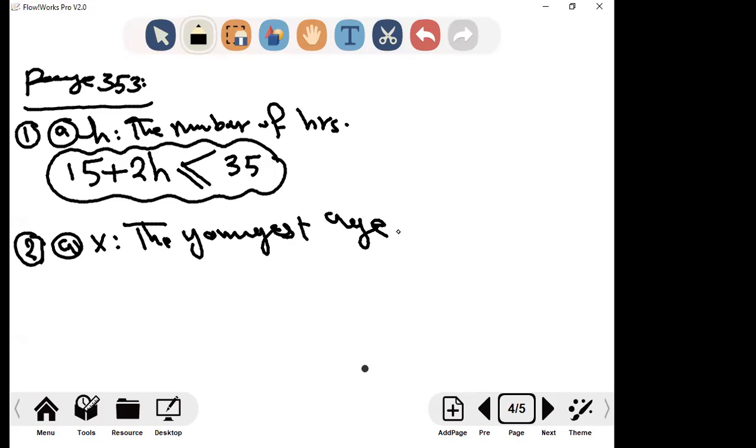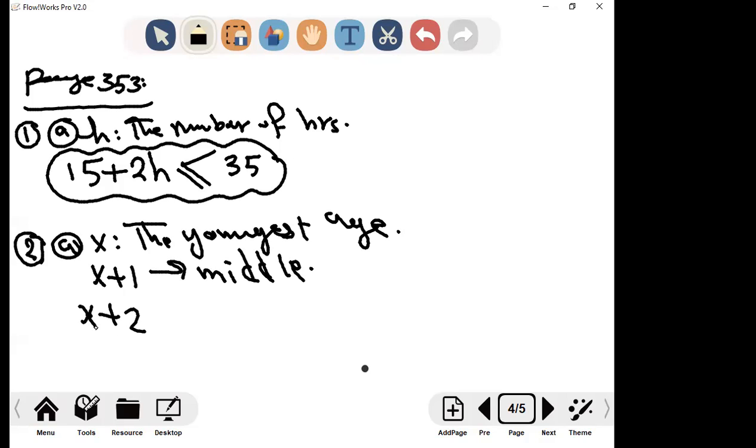It's plus one, one year older. If X is 15, then the next is X plus one, so 15 plus one. So X is the youngest, the middle is X plus one, and the big boy will be X plus 2. X, X plus 1, X plus 2. The difference between X and X plus 1 is 1, and between X plus 1 and X plus 2 is 1, right?